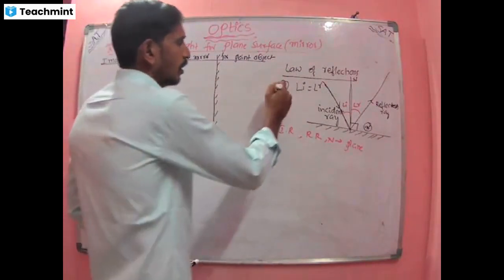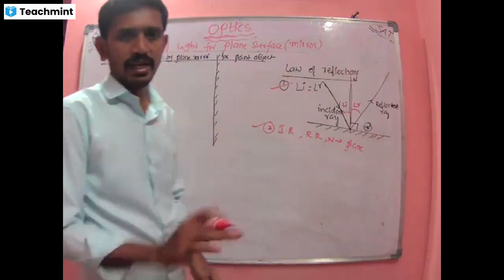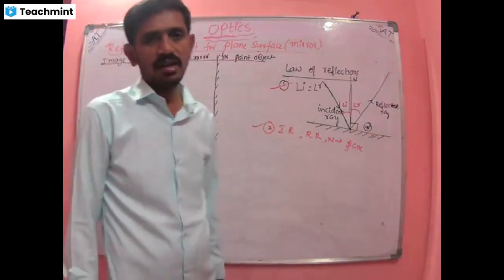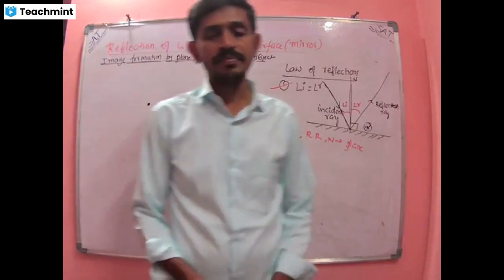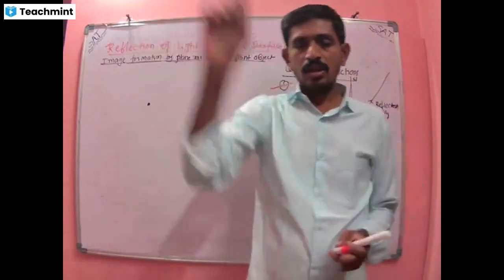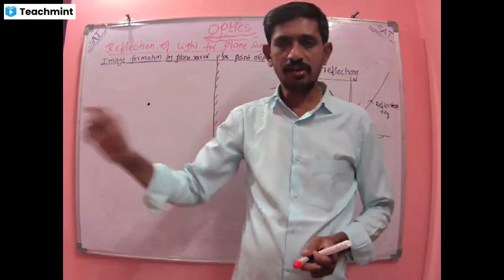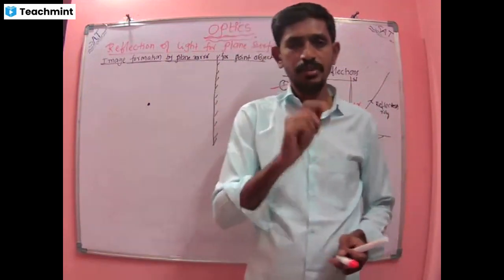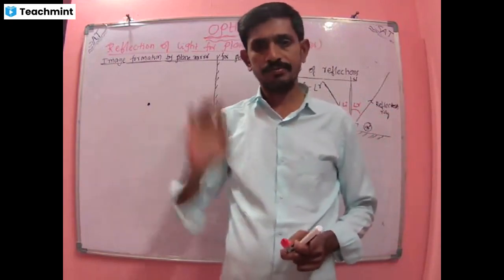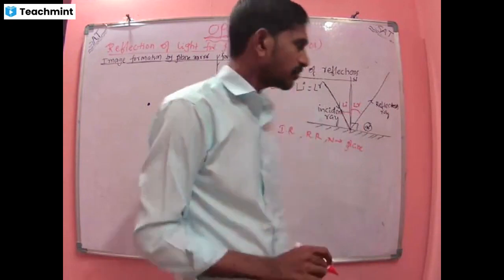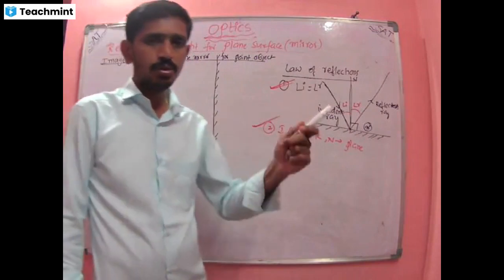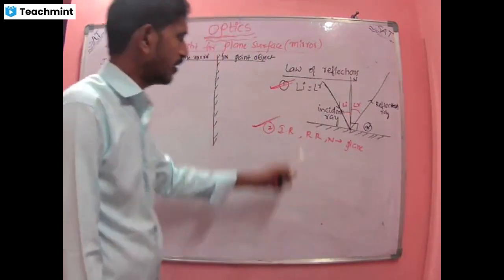These laws are applicable to any type of surface, whether it is a spherical mirror or a plane surface. Definitely you can apply these laws of reflection. In the polyset examination there is one question: the law of reflection is valid for A, convex mirror; B, concave mirror; C, plane mirror; D, all. My answer is all. Very, very important: the laws of reflection are not only for plane mirrors, they are applicable to spherical mirrors also. We need to remember this.